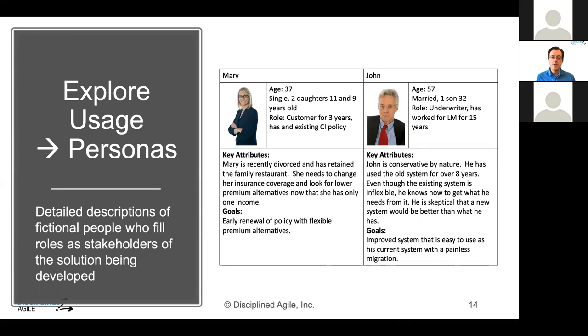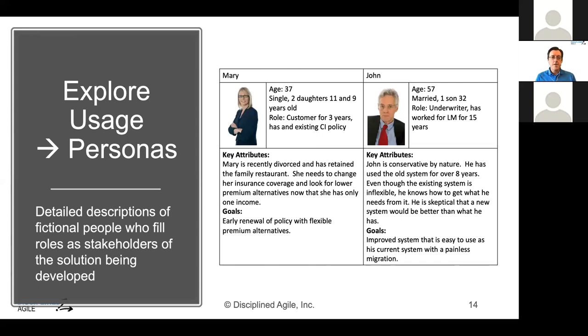So Mary is 37. She's got a couple of daughters. She works in an insurance company. She's a customer for 3 years. Sorry, she's not a worker. And we talk about Mary as a real person. She is recently divorced, has retained the family restaurant, and now she needs to look at her insurance coverage. And then we have another persona. We've got John. He works in the company. He's an underwriter, and we talk about John as a person.